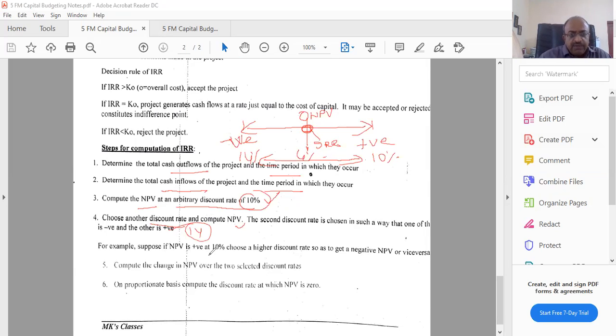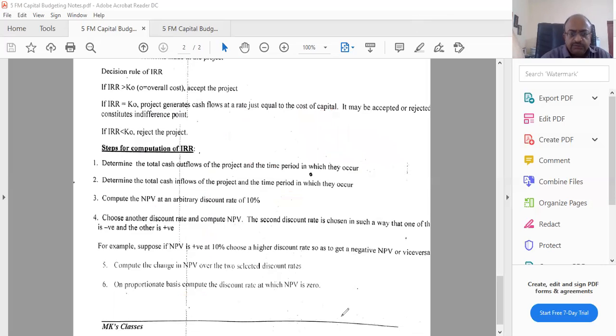For example, if NPV is positive at 10%, choose a higher discount rate to get a negative NPV, or vice versa. Compute the change in NPV over the two selected rates. That's what I said, two selected, 14 and 10. Take the difference from here to here. What is the movement? On a proportionate basis, compute the discount rate at which NPV is zero. So this is how we will be doing the problem. It's very simple. Don't worry about it. Okay. We'll do a problem now.